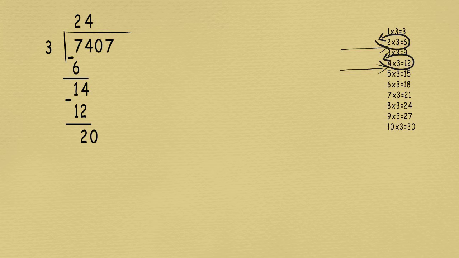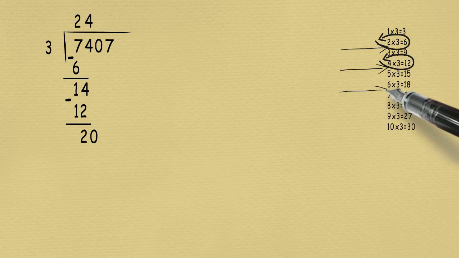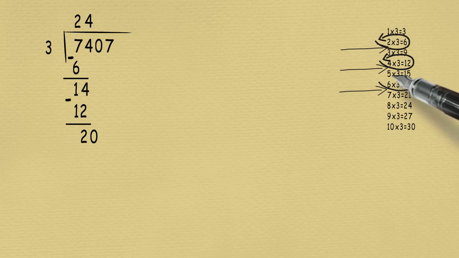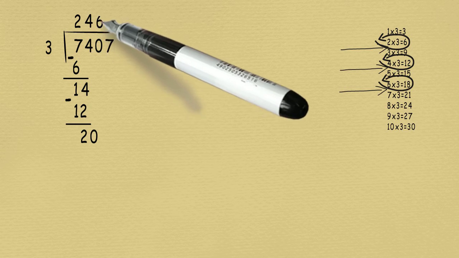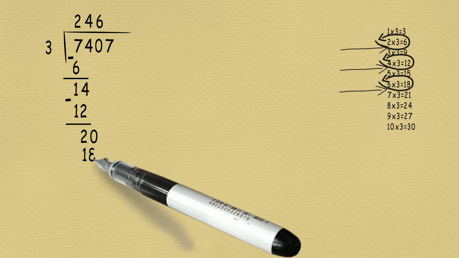So now the third step, which is going to be just performing the first step again, is I'm going to sandwich the number 20 somewhere in the multiplication table. And I can see that the number 20 is in between the 18 and the 21. So I'm going to choose 3 times 6 equals 18. And I'm going to write the number 6 on top of the division house. And I'm going to write down 18 right underneath the number 20.